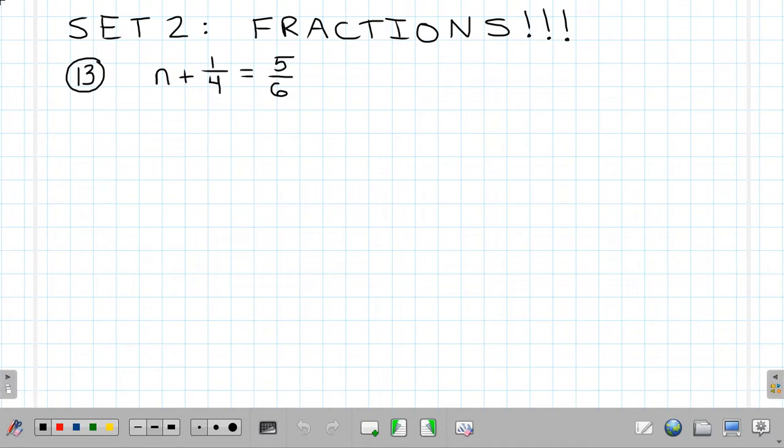So with that being said, an equation like this, n plus 1/4 is equal to 5/6. Well, the steps are actually the exact same. We see that the variable is n. We're adding 1/4, so that means we need to subtract 1/4. But if we subtract 1/4 on this side, we need to subtract 1/4 on this side, because we want the 1/4 to go away. So we have n is equal to, and then we run into the issue where we have 5/6 minus 1/4.